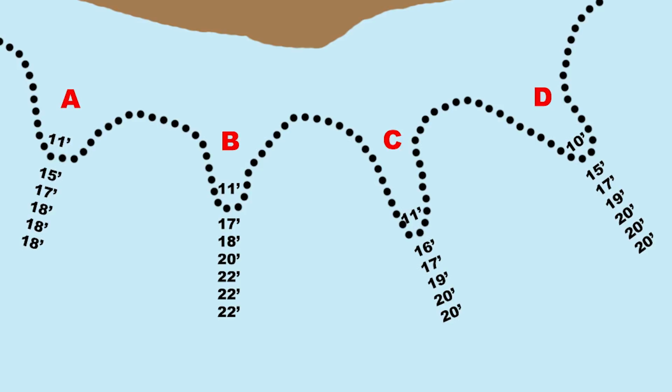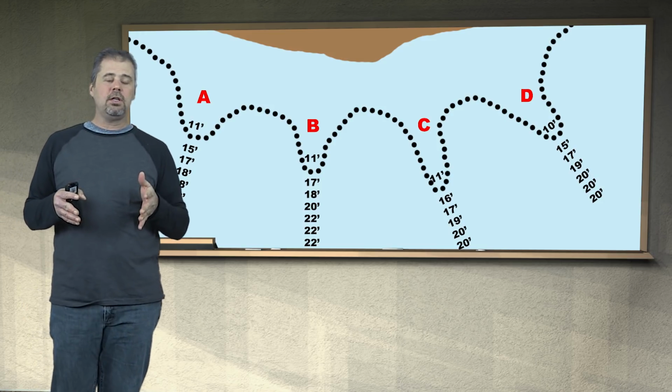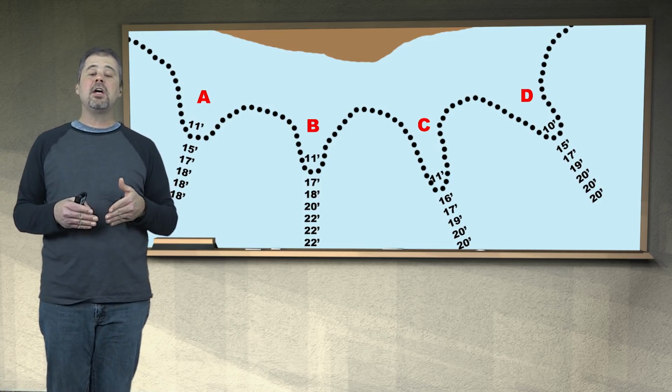Okay, now after you looked at that, how many of you said B? Because that's the right one. B, you got the deepest water off of B at 22 feet. A, B, and C all break at 11 feet, but B breaks down to 17 feet. In this case, it's going to be B, because B is the contact point.